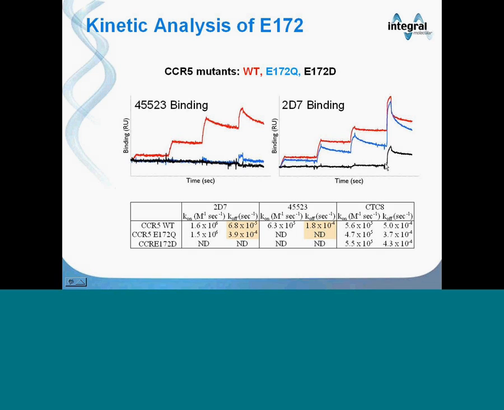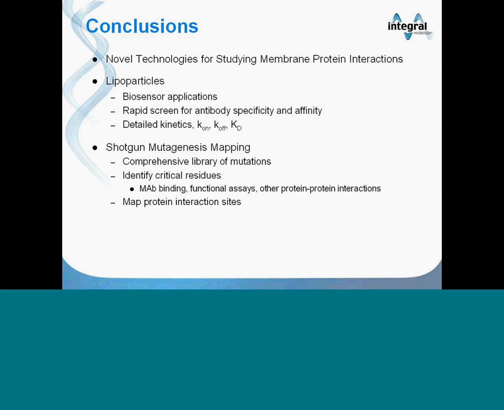The second technology, the shotgun mutagenesis mapping, involves a comprehensive library of mutations that can be used to rapidly identify critical residues in protein-protein interactions, such as antibody binding, functional assays, or other protein-protein interactions. And identified residues can then be mapped onto the structure of the protein.